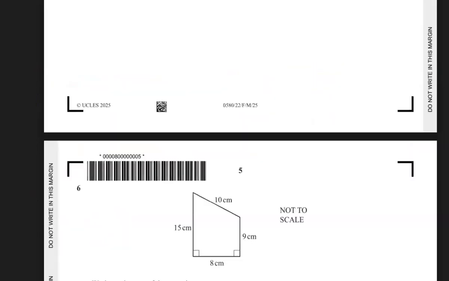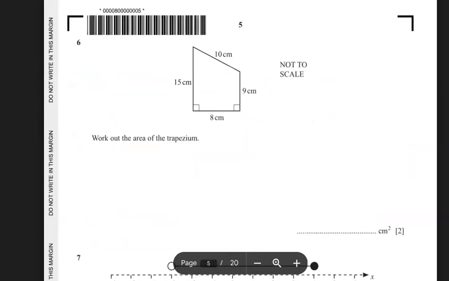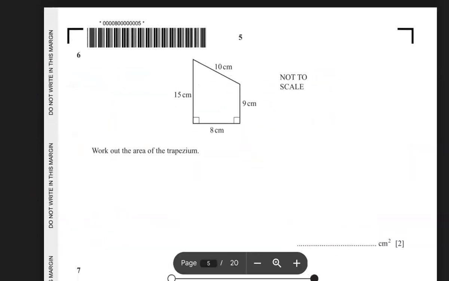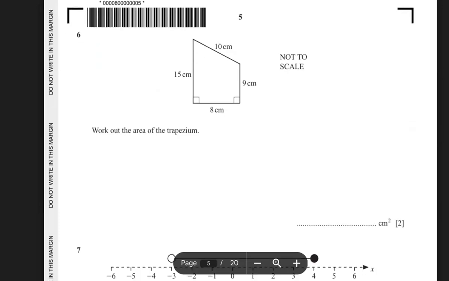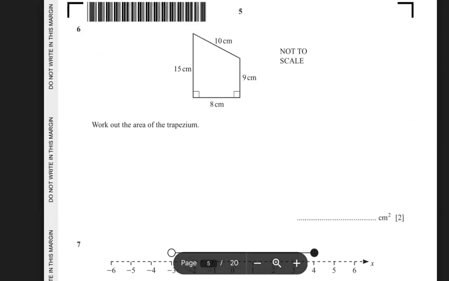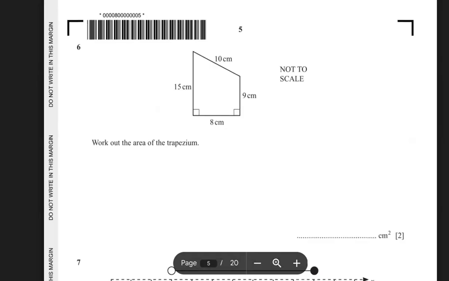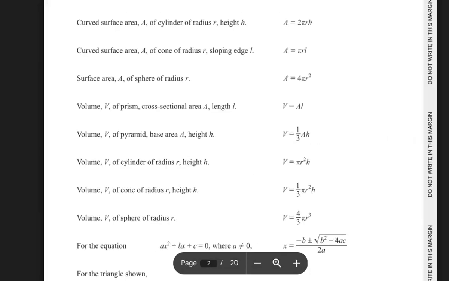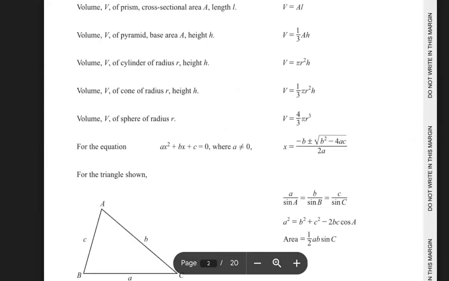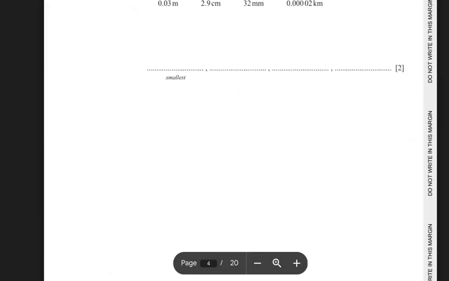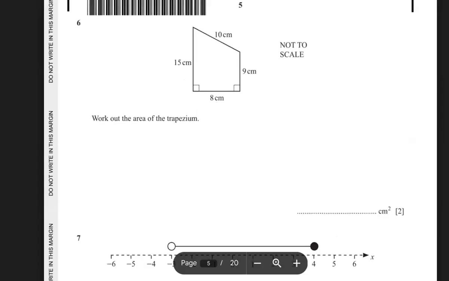Next one. 3 marks. Until question 6, 5 out of the first 6 questions are still primary math questions. Work out the area of the trapezium. There are 2 ways of doing this. One, you just memorize the area of a trapezium. Wait, is it in the formula sheet? Let's check. Oh, it's not in the formula sheet. Too bad.